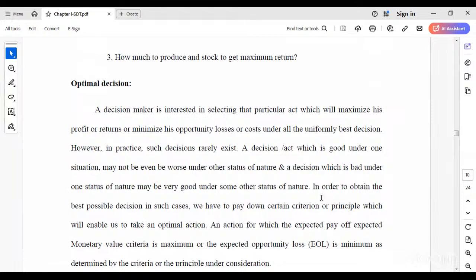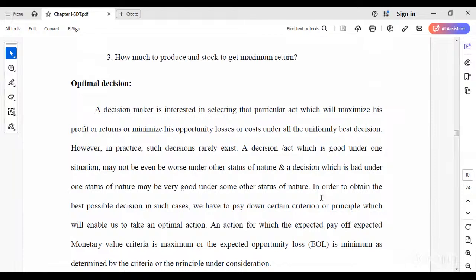However, in practice, such decisions rarely exist. A decision maker is interested in selecting that particular act which will maximize his profit or return, or minimize his opportunity losses or cost, under all the uniformly best decision. However, in practice, such decisions rarely exist.